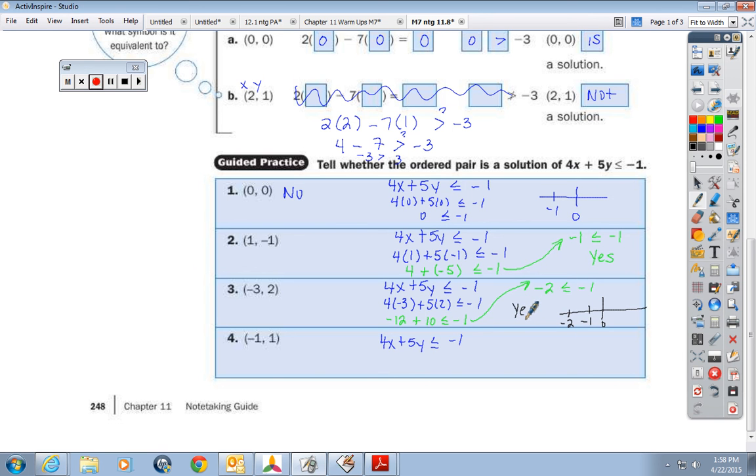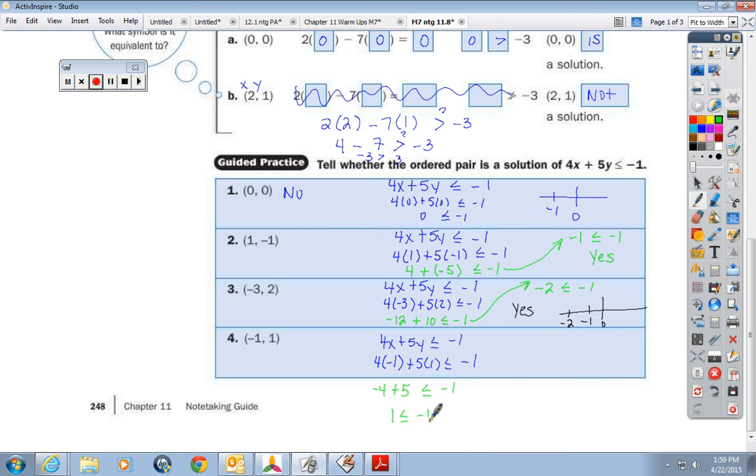Okay, last one. I'm going to replace x with what? And then I'm going to replace y with what? 4 times -1 is -4. 5 times 1 is 5. And I'm asking, so now what's -4 plus 5? 1. Is 1 less than or equal to -1?